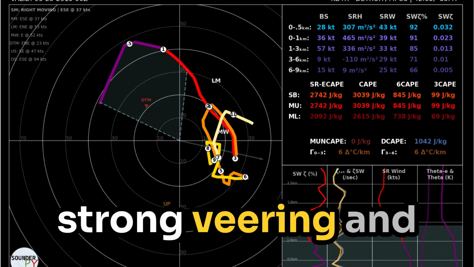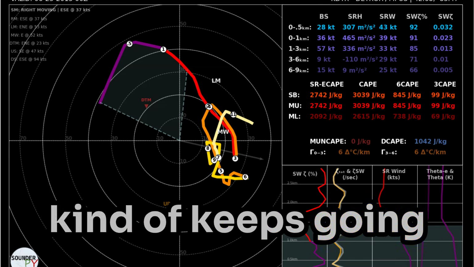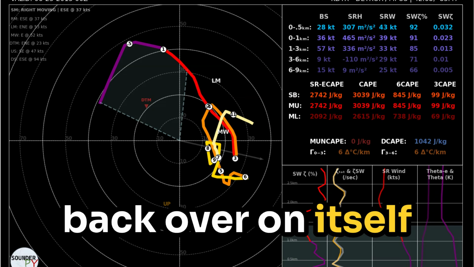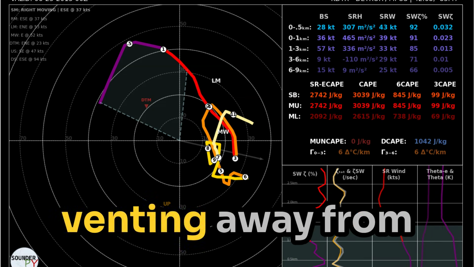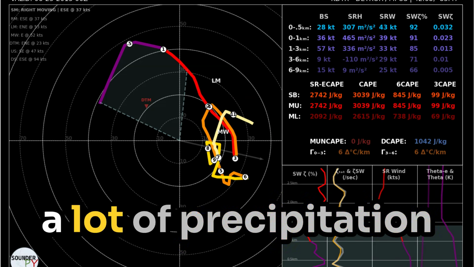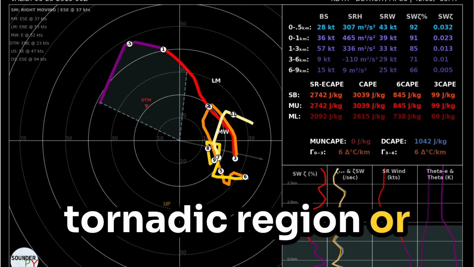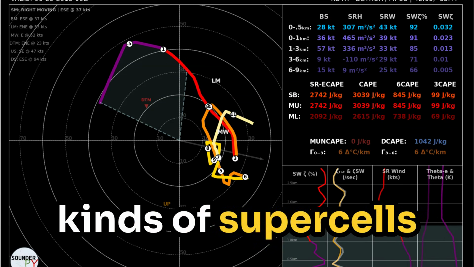So you have strong veering and strengthening of the winds in the low levels, that clockwise sickle shape in the low levels, but that kind of keeps going into the mid and upper levels. So it folds back over on itself like a semicircle. That is not as good for efficient precipitation venting away from the mesocyclone region of the storm. That is going to throw a lot of precipitation right out in front of your tornadic region or mesocyclone region of the storm, and that can make visibility and chasing those kinds of supercells very difficult.